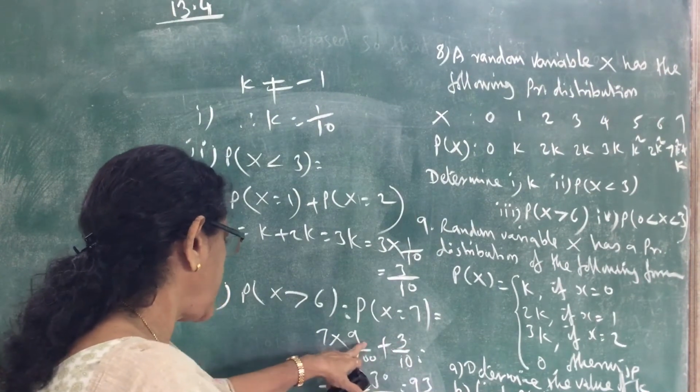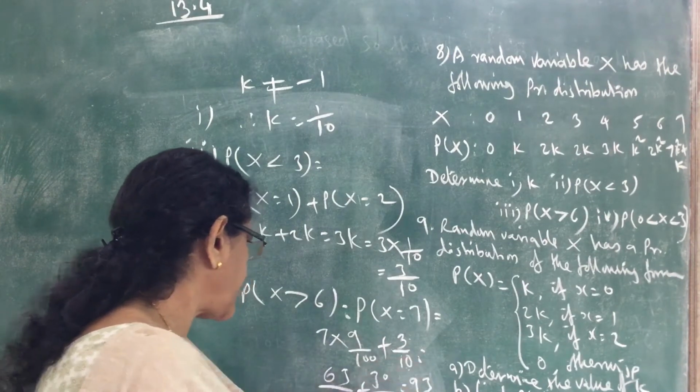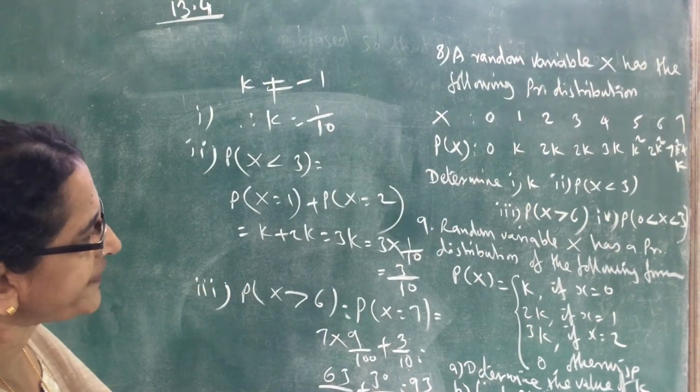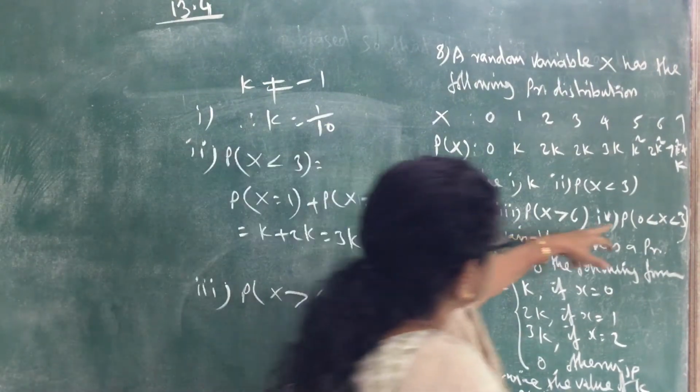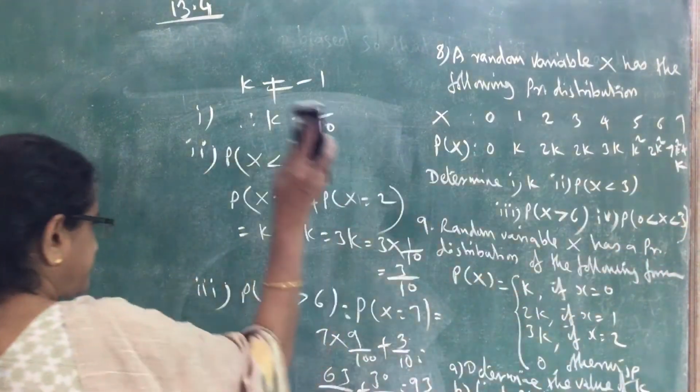Thirty. 63 plus 30, 93. So probability that x greater than 6 is 93 by 100. Now probability that 0 less than x less than 3.